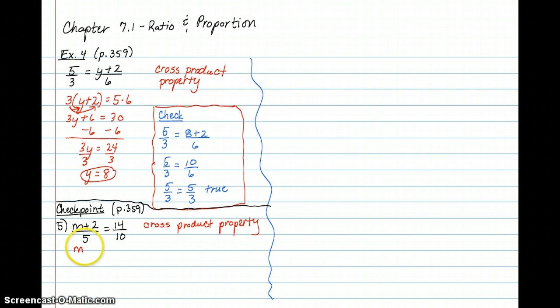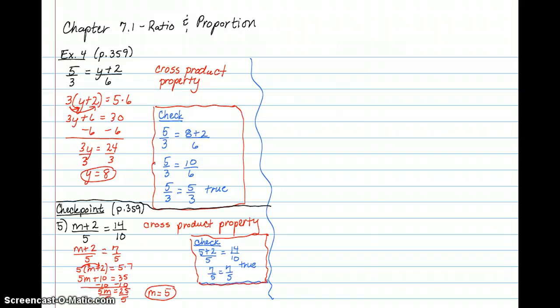So you could go m plus 2 over 5. 14 over 10 is a fraction, but it's not in simplest form. So if I divide 14 by 2, I get 7, and if I divide 10 by 2, I get 5. So you can use 7 over 5 versus 14 over 10. It'll give you smaller numbers to work with. Go ahead and solve using cross products. Quickly check it, make sure you're right, and then turn the recording back on to see if you did all the steps.